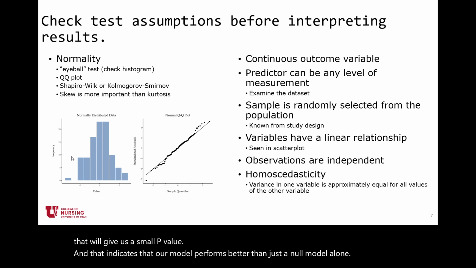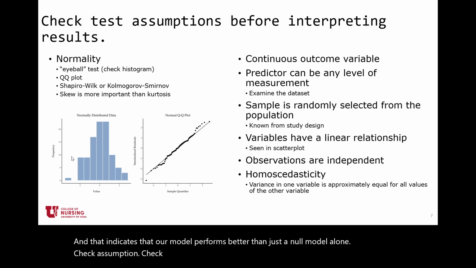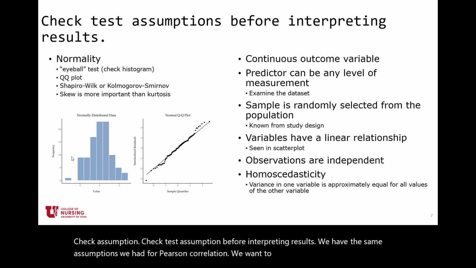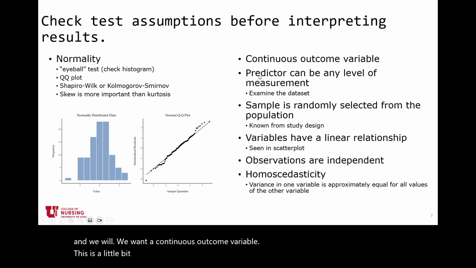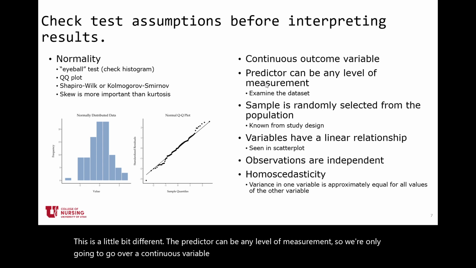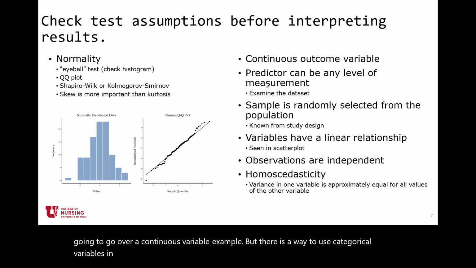Check test assumptions before interpreting results. We have the same assumptions we had for Pearson correlation. We want to check normality for our variables, and we want a continuous outcome variable. This is a little bit different. The predictor can be any level of measurement. So we're only going to go over a continuous variable example, but there is a way to use categorical variables in linear regression. We won't go over it, but just be aware that that can be done.